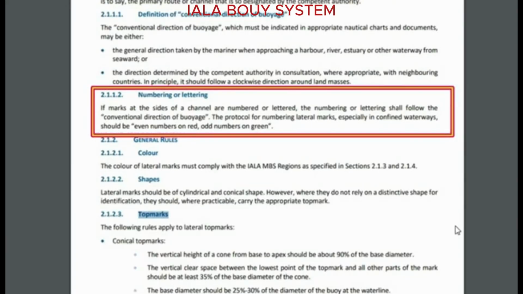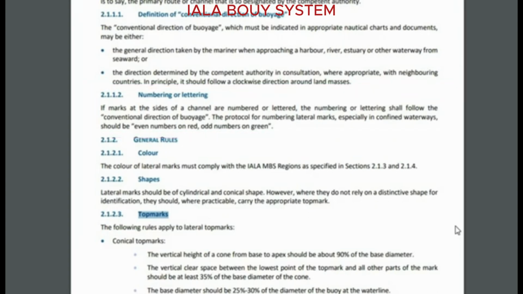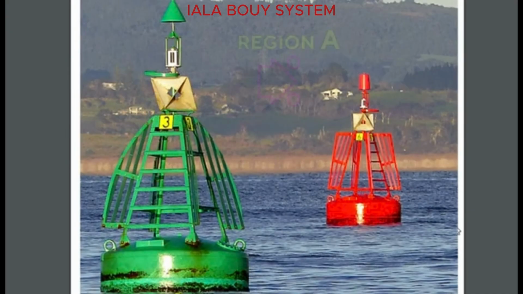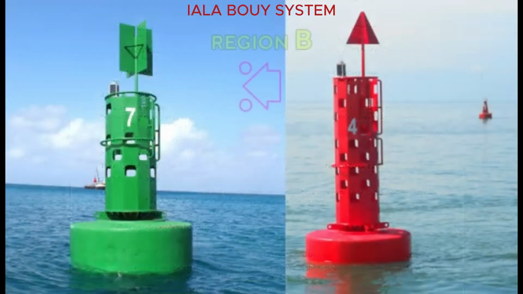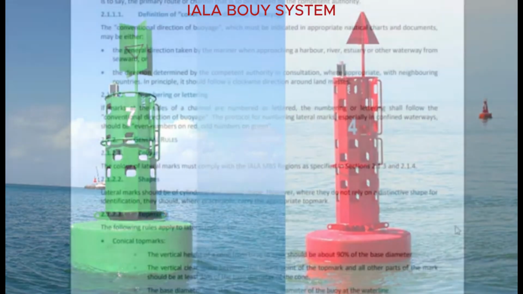If marks at the sides of a channel are numbered or lettered, the numbering or lettering shall follow the conventional direction of buoyage. The protocol for numbering lateral marks, especially in confined waterways, should be even numbers on red, odd numbers on green. So, in Region A the buoy numbers are even on the port side and odd on the starboard side. And in Region B vice versa, even on the starboard side and odd on the port side. But this also does not answer our question.